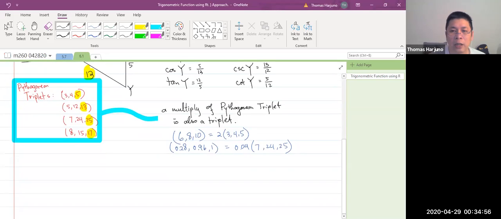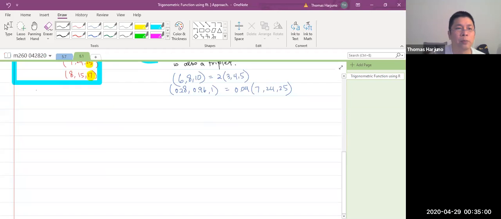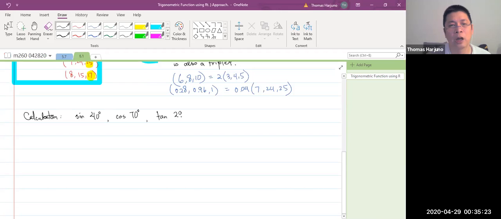Now, the next skill is calculator skill. Let me ask you to grab your calculator. I would like you to learn to compute the following: sine 40 degrees, cosine 70 degrees, and how about tangent 29.3 degrees. Use your calculator. Before you actually start the computation, first check the mode of your calculator. I assume you use TI-30 or TI-36. None of you are supposed to use TI-83 or 84, but if you do, I don't care.